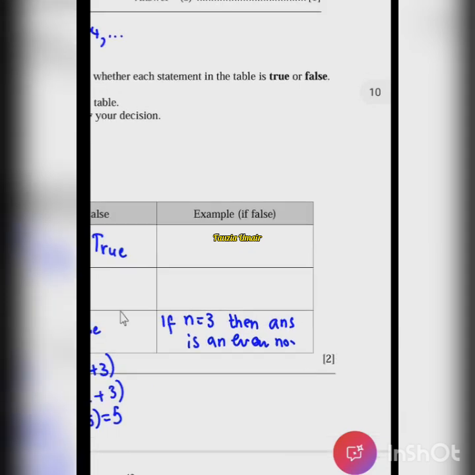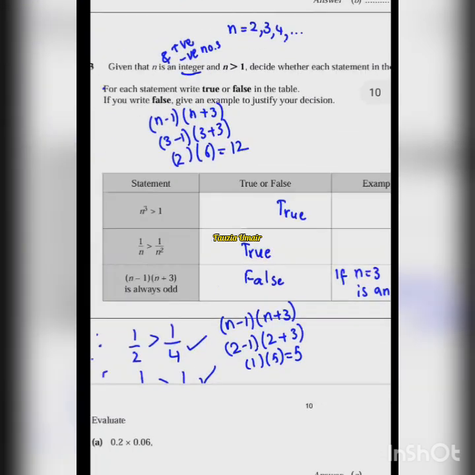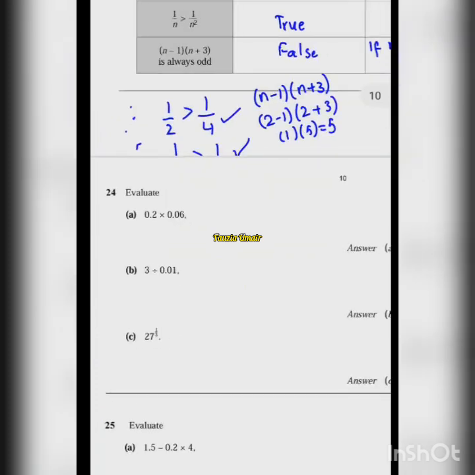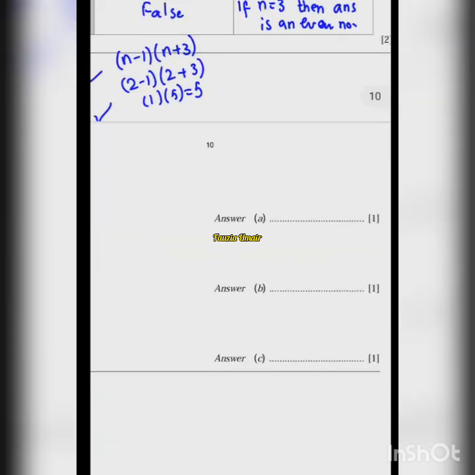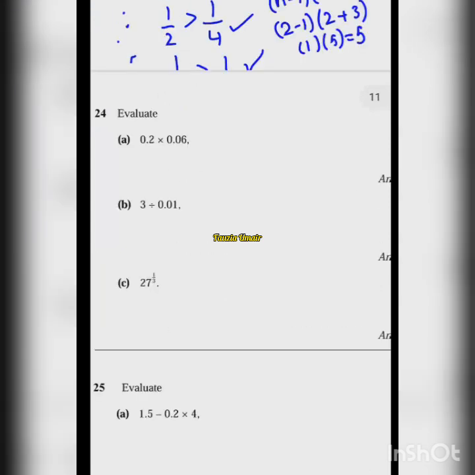So 4 columns you were filling and you were getting 2 marks from the paper. Right? So moving on to question 24. First of all, let's see how many marks these are having. You can see they're all 1 mark questions. 3 parts and all 1 mark questions.